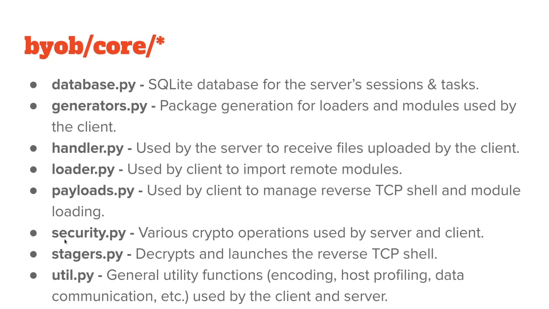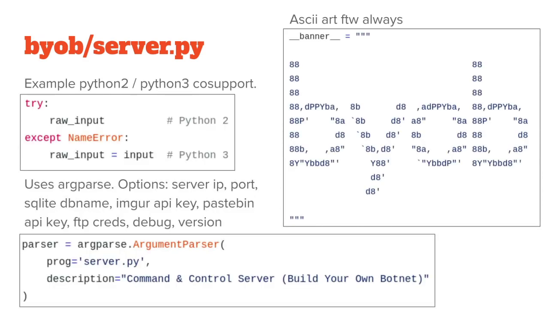Security just has a bunch of crypto functions in it, and utility is literally utility functions for doing encoding and profiling of the host infected machine. Hey, what CPU architecture are you? Nothing super interesting there. So, the server code. First off, the server displays a banner, and I always love ASCII art because flavor.